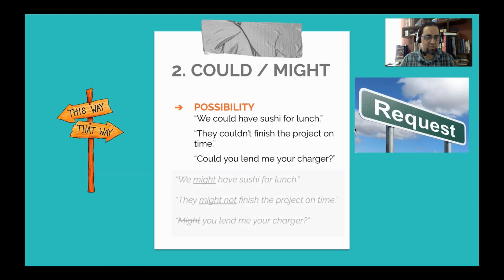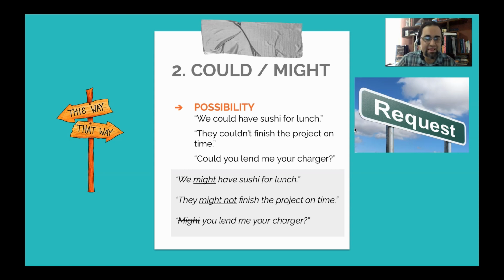And what about might? Well, you can say instead of we could have sushi for lunch, you can say we might have sushi for lunch. That works. They couldn't finish the project on time. They might not finish the project on time. That works. You can change and use the verb might and still works grammatically, but you cannot use might for requests. You cannot say, might you lend me your charger?